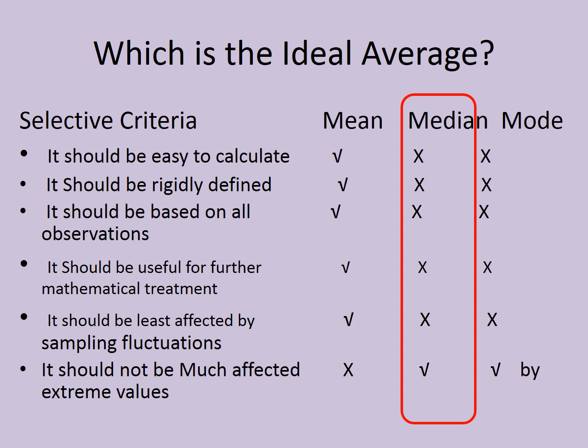Again, it is affected by sampling fluctuations. But the advantage of the median is that it is not affected by extreme values, because we are not summing up or considering the extreme values in the calculation of the median. So these are the advantages and limitations. Again, the median can be calculated for both qualitative and quantitative data, and it can be calculated with the help of graphical presentations.